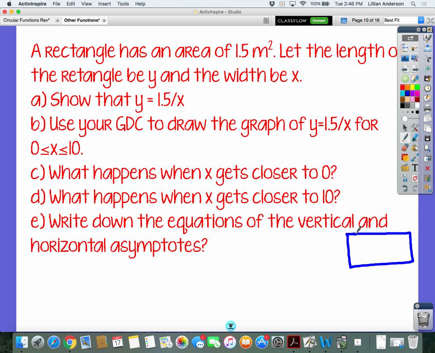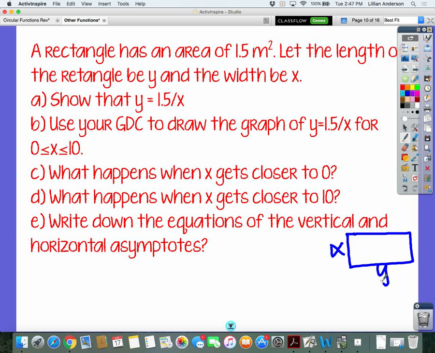And what are you going to label your length and your width? Let's try to make it all true, but which one's going to be y and which one's going to be x, just for consistency purposes? Top length is y. All right, so we're labeling this x and this y.